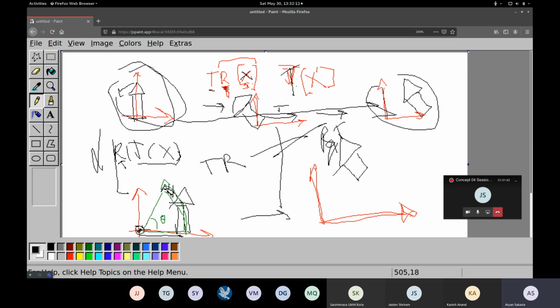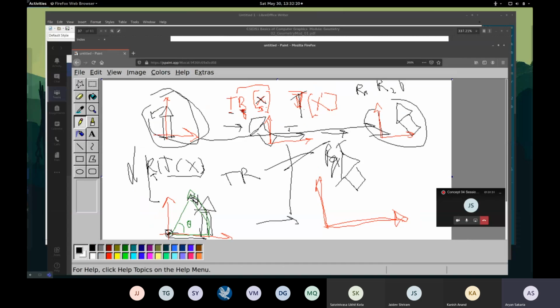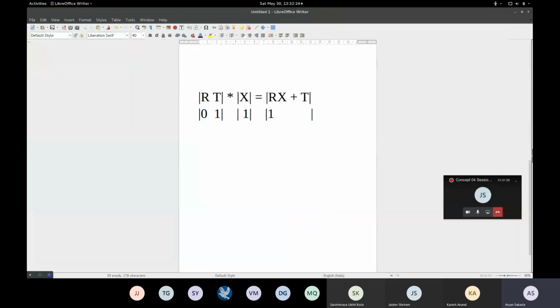So whenever you see a set of transformations, let's say R1, R2, R3, I'll just type this down. In practice, you'll see transformations like R1 into R2 into R3 into X. So this set of points X is first transformed by R3, and you get X dash. Then X dash is transformed by R2, and you get X double dash. And X double dash is transformed by R1, and you get some X triple dash.